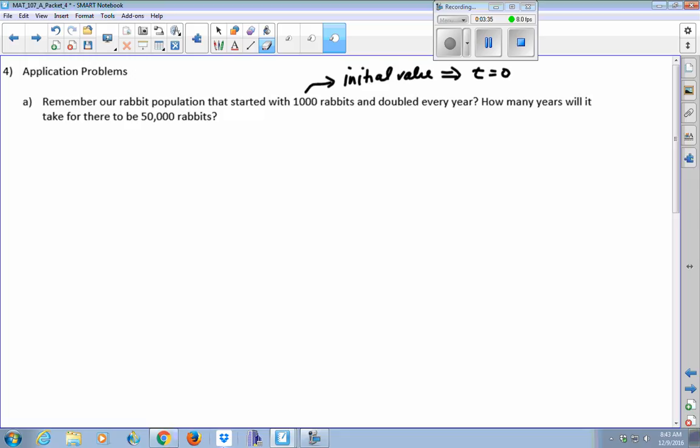So for the models we're going to work with now, you can use any letter you want: A of t for amount, Q of t for quantity, P of t for population. It doesn't matter. Remember, the models we were working with when we were doing regular exponentials looked something like a times b to the x. Now each of these is going to have some meaning. So the a is always going to be your initial amount. We usually use the notation a with a little 0 down there, read a sub naught. That means your initial amount.